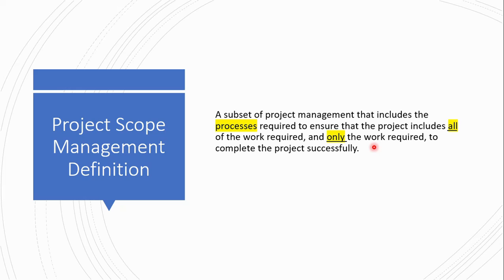So as a project manager, you will have to understand what work is required for your project under this scope, and what work is not required under this scope, to have a clear distinction between the wanted and the unwanted scope.